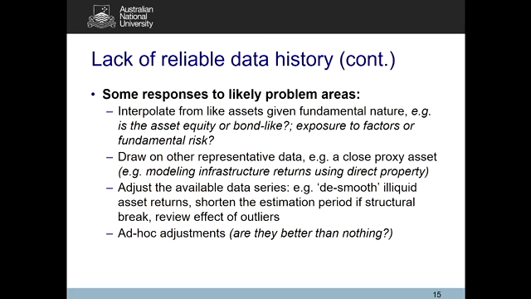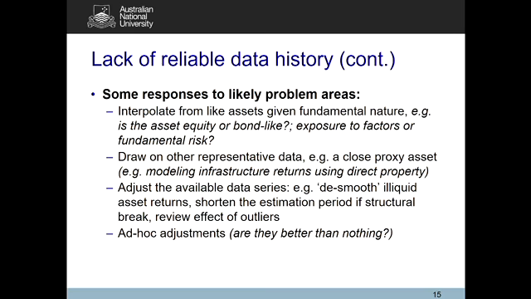So we've just said there are a bunch of problems. Here's some of the things that you could do to solve them. And we look at some of them mainly at a qualitative level, although we do actually look at modelling asset classes using other asset classes and things like that. The first one is if you don't have good data for a particular asset class, you can model it as a combination of other asset classes by looking at the fundamental nature of it.